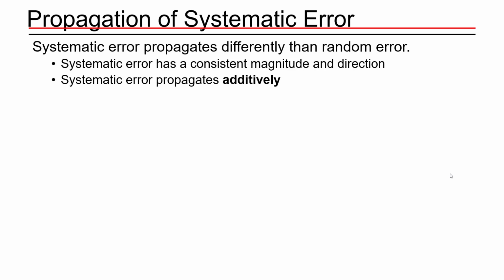And so after 3 deliveries, you've delivered 0.15 mL less than you thought you did, which is what we mean when we say systematic error propagates additively. We don't have to square the errors because we know their direction and their value.